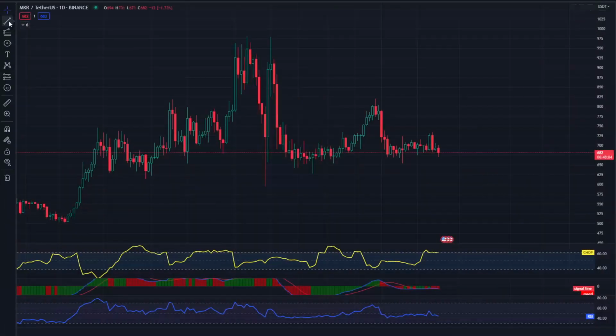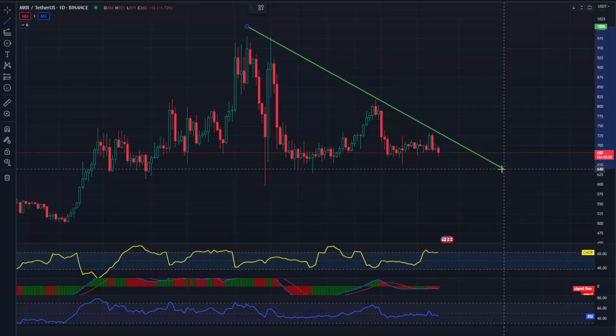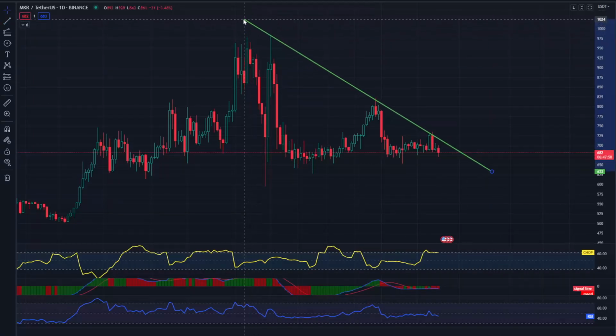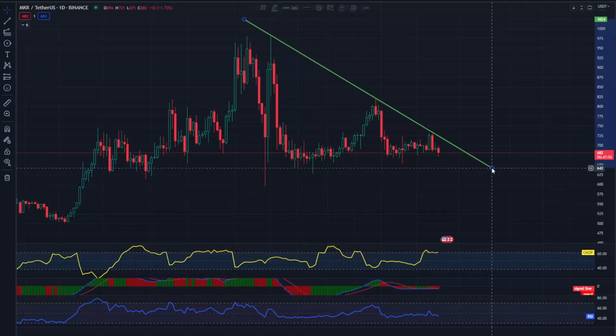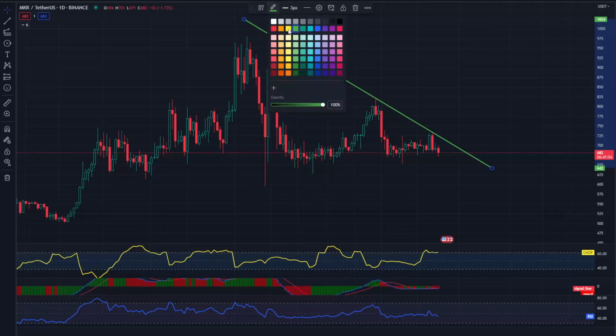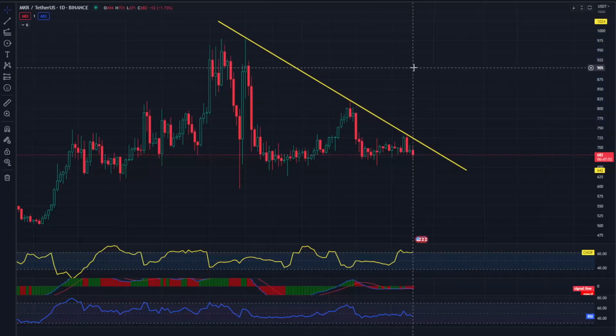Next, we will check the MKR chart, but here we will switch to a one-day time frame. As we can see, the price is constantly bouncing off the downtrend line, but it is worth noting that these bounces are getting smaller.